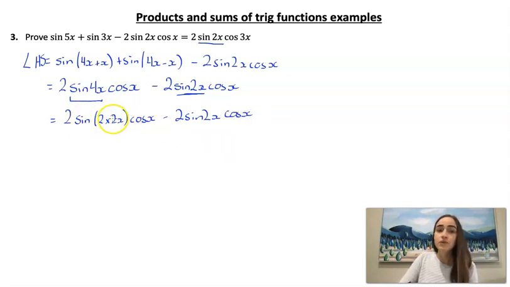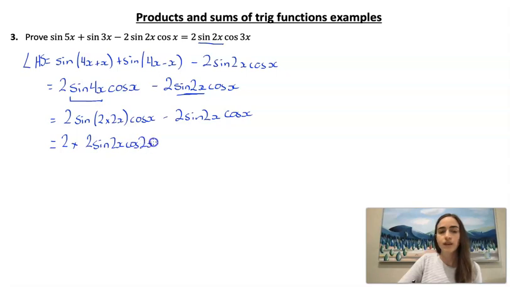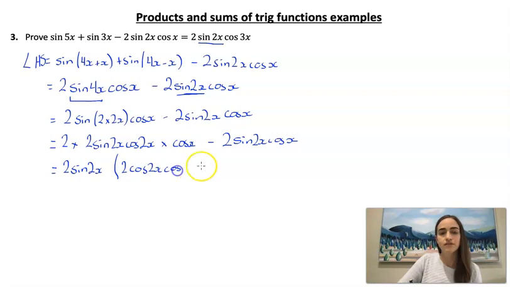All right, now this is a double angle, so we can expand that out. So we're going to have our 2 that's already here times, with that double angle, I'd end up with 2 sine 2x cos 2x. And I still have this cos x on the end as well. And then we've got this whole second term here. Now I'm going to pull out a 2 sine 2x out front as a common factor. So then in here, I'd end up with a 2 cos 2x cos x minus cos x.